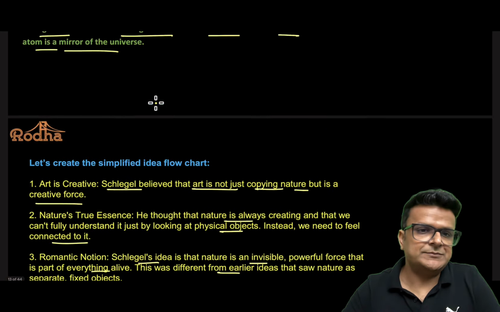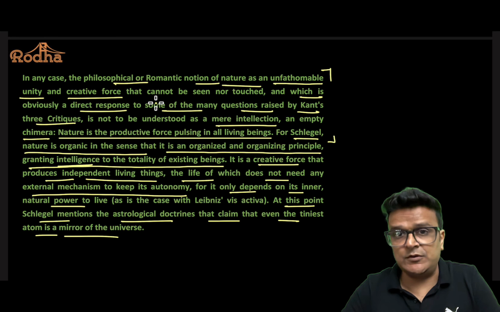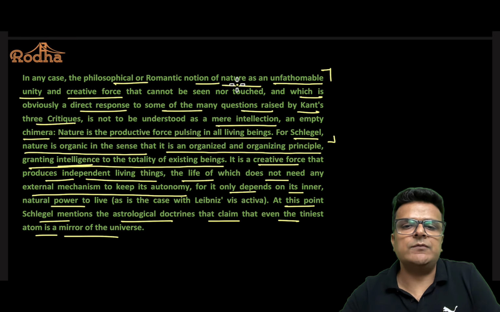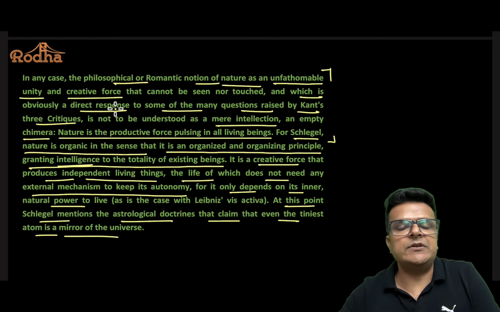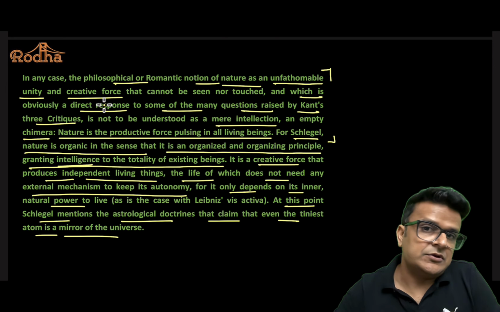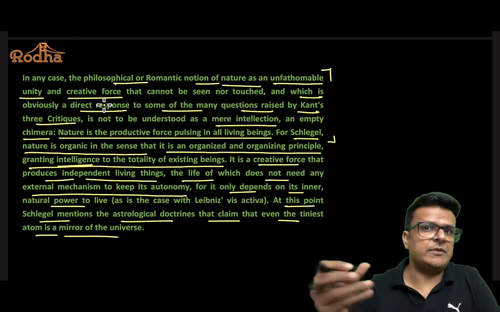Let's first find out. Now it looks familiar because you have read it. It says in any case, the philosophical or romantic notion of nature as an unfathomable unity and creative force, which is obviously a direct response to some of the many questions raised by Kant's three critics. Now it looks like it is what Schlegel's main theory is.